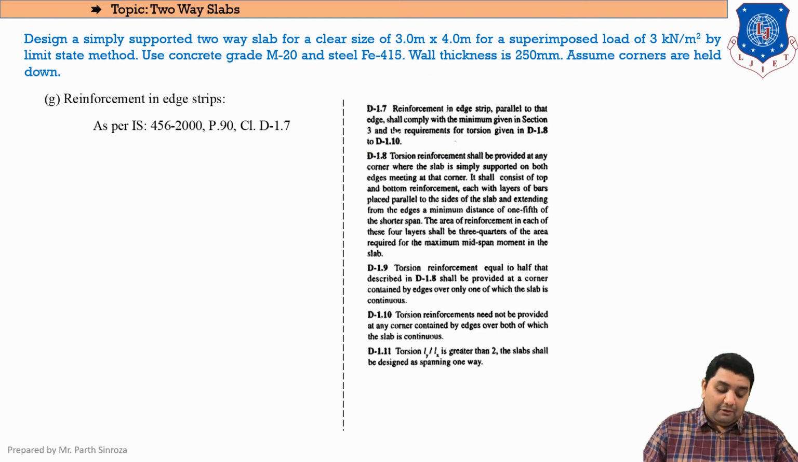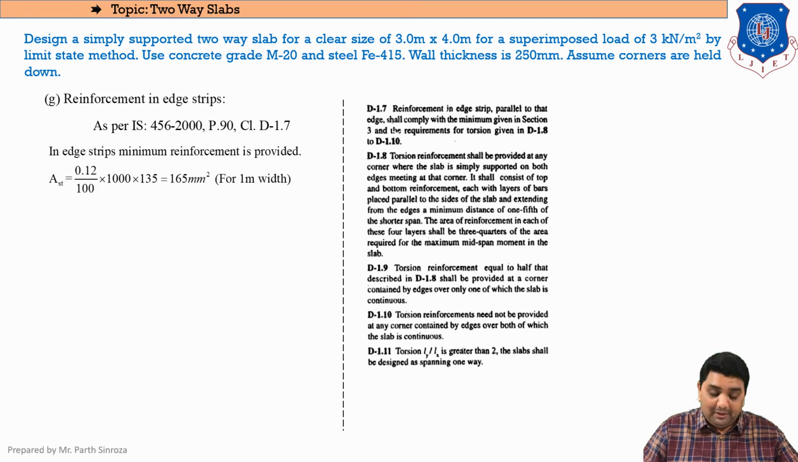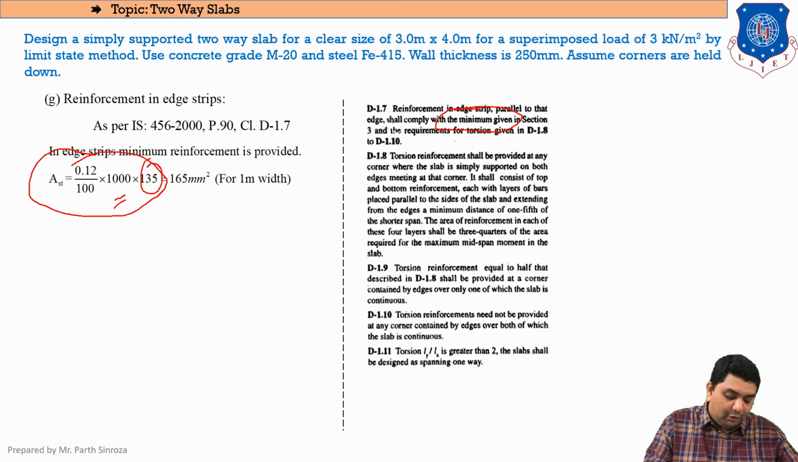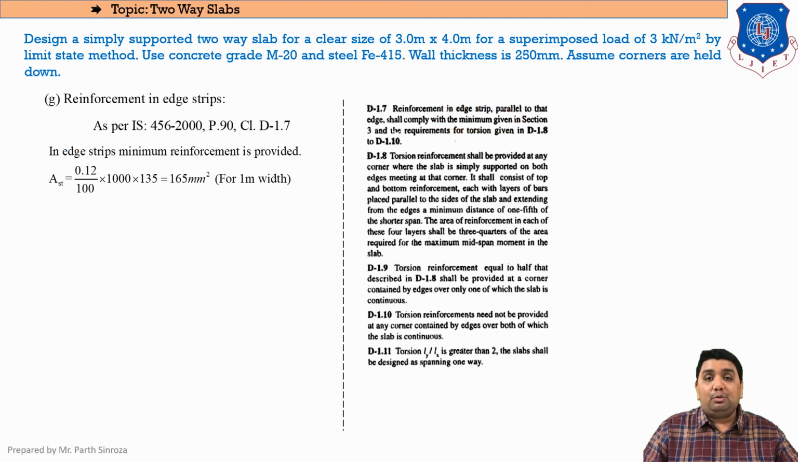So in this case our AST will be 0.12 into B into D, that is PT BD by 100. The equation is again the same, PT BD by 100, but PT will be substituted with the minimum because it is given here. So PT will be minimum 0.12, width will be taken per meter, and depth will always be taken as capital D, because in the section of minimum reinforcement you need to take the depth to be overall. So this will be our minimum AST to be provided.